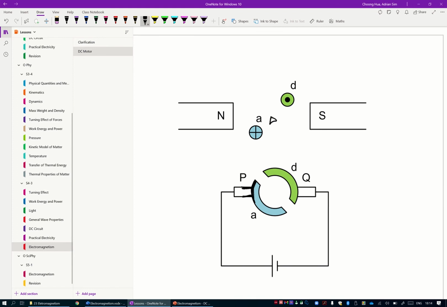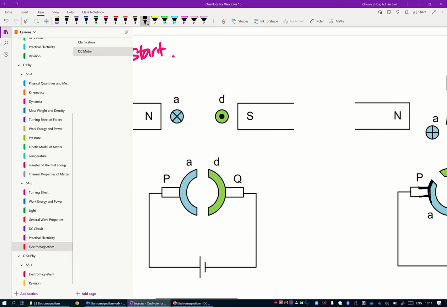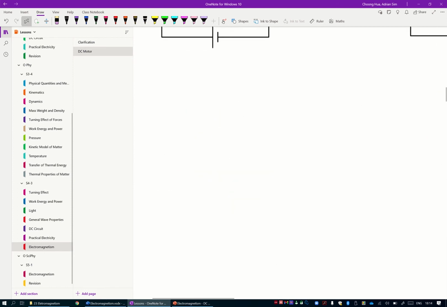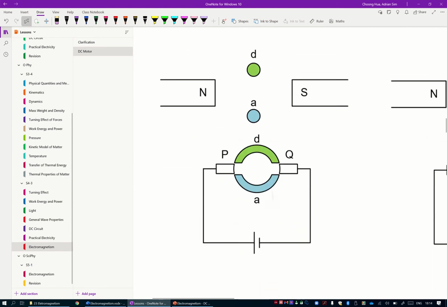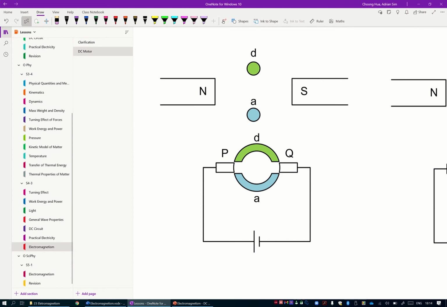Now what happens when the coil becomes vertical? You look at this coil here, right? It's now become vertical. Okay. Now when it becomes vertical, do note one thing.